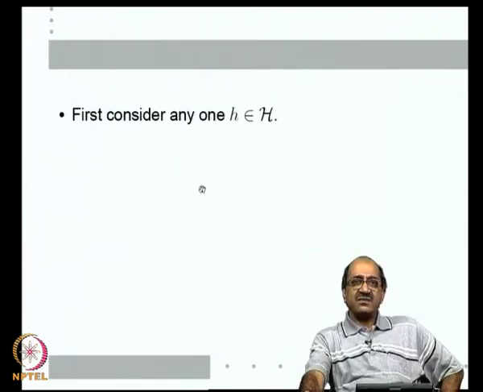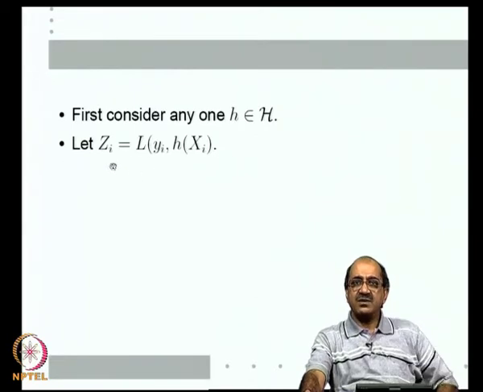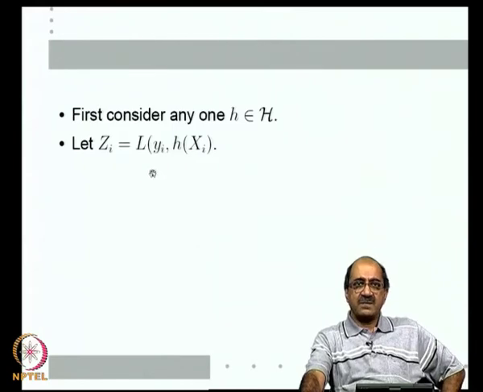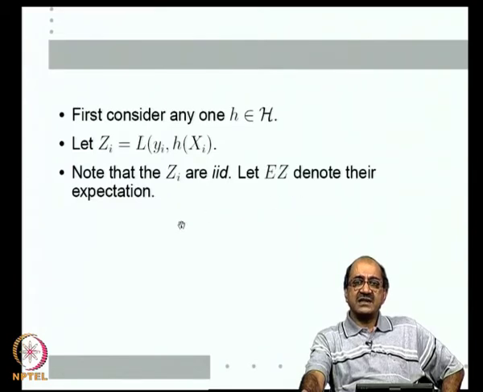To go there, first let us consider any one h belonging to H. Let us give a name Zi to L(yi, h(xi)). Zi is some random variable, essentially a function of (xi, yi), where (xi, yi) is an example. I am just denoting L(yi, h(xi)) by the symbol Zi. Note that the Zi are IID because the examples are IID. Let the expectation of Z be their expectation. That will be the risk of h.